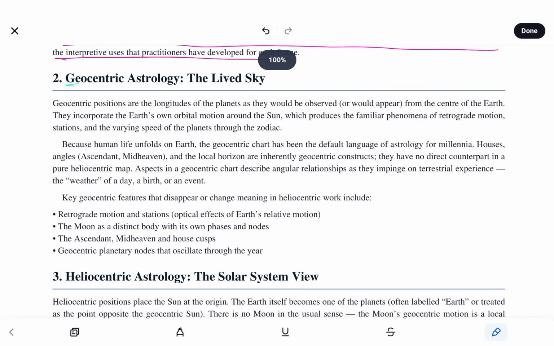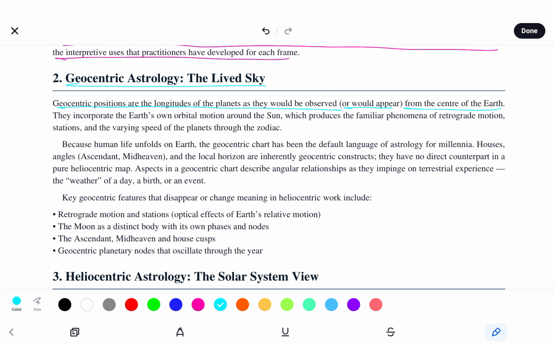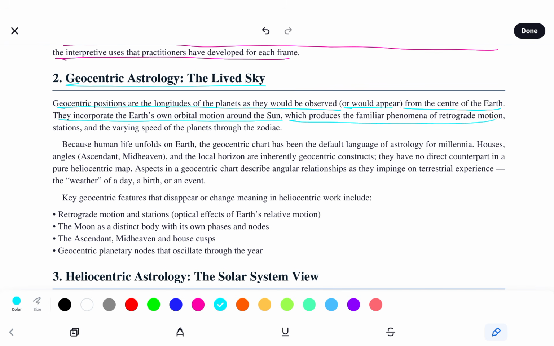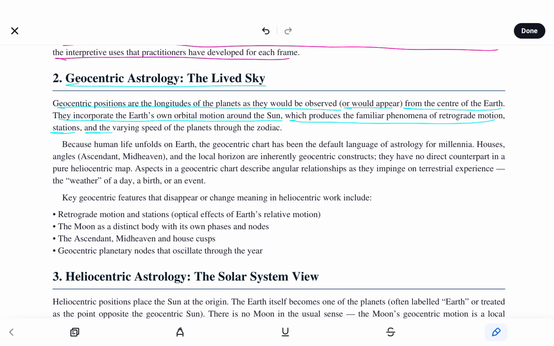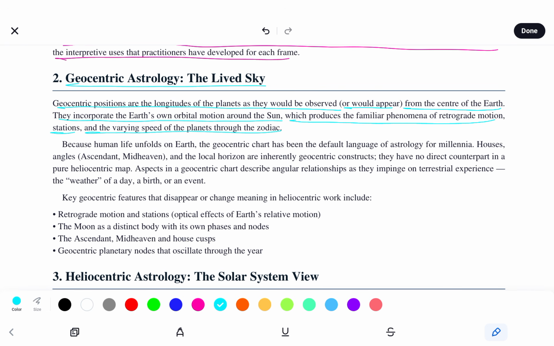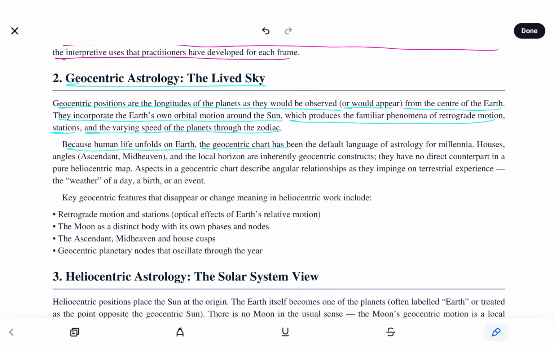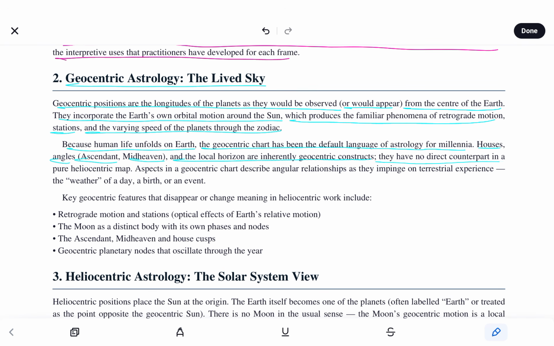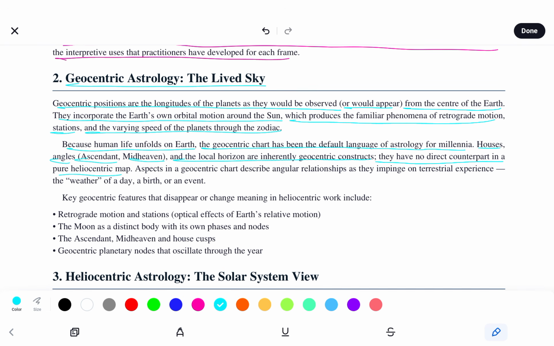So, geocentric astrology. Geocentric positions are the longitudes of the planets as they would be observed or would appear from the center of the Earth. They incorporate the Earth's own orbital motion around the Sun, which produces the familiar phenomena of retrograde motion, stations, and the varying speed of the planets through the zodiac. Because human life unfolds on Earth, the geocentric chart has been the default language of astrology for millennia. Houses, angles, ascendant, midheaven, and the local horizon are inherently geocentric constructs. They have no direct counterpart in a pure heliocentric map.